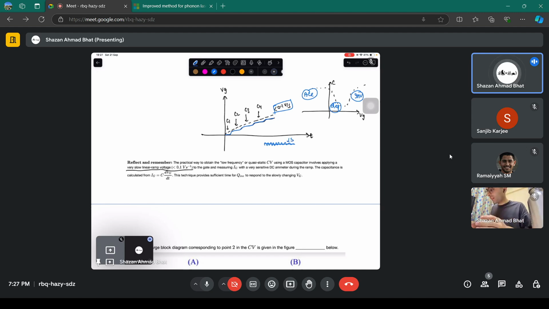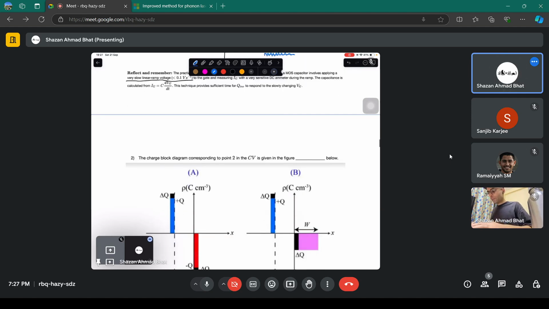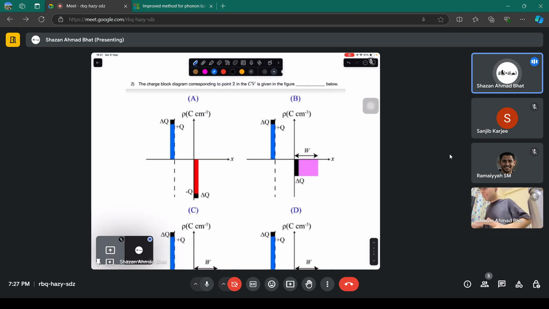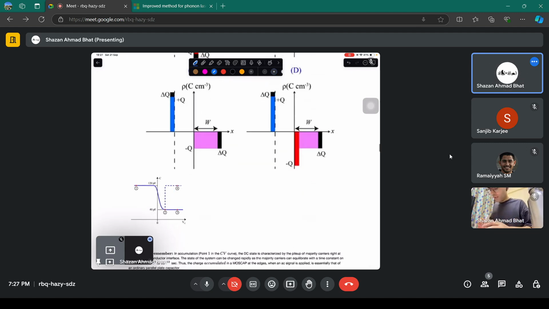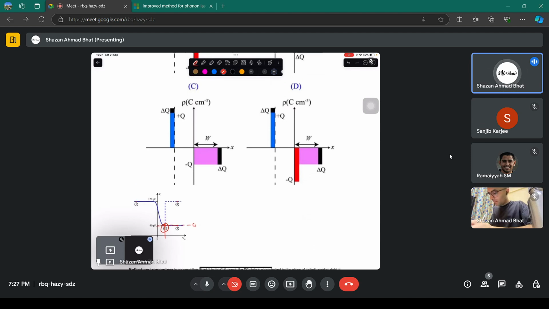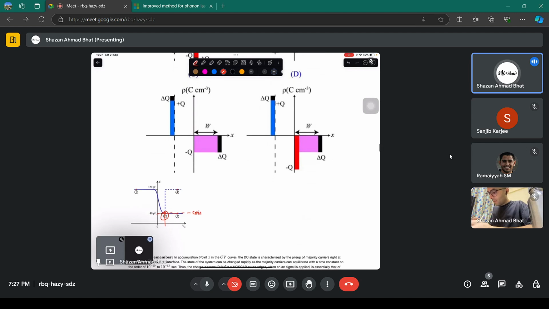This is the small signal sine omega t. That's what it is showing. Now the charge block diagram to point 2 in CV is given by what? What is point 2? This is point 2. Let me use a different color. This is point 2. You know at point 2 the capacitance is minimum, C minimum. And at minimum capacitance you have maximum depletion width.